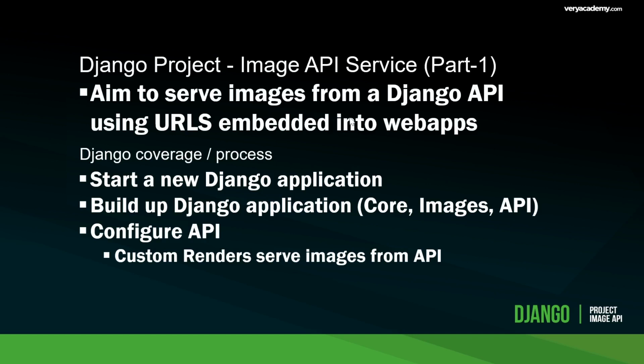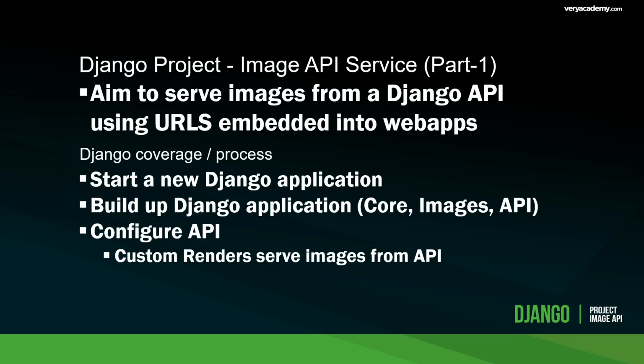So welcome again to the Image API Service project. Our aim is to serve images from our Django API using URLs embedded into web apps. So that's not the only thing that we're going to look at. In this project, we are going to start a new Django application. We'll then build up the Django application with 3 apps, so the core, images, and the API. And then we configure the API. So in this tutorial, really the main feature is looking at custom renderers, so serving images from our API.